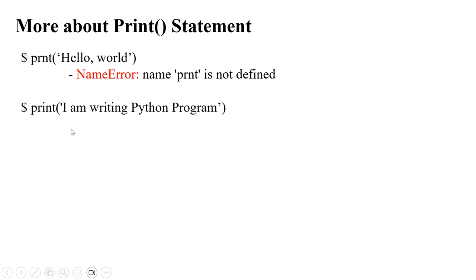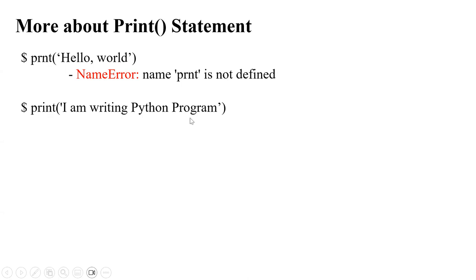Yes, that is invalid, because whenever you invoke a function, it must be invoked with the exact name. Here, the letter i in print has been missed, so it is going to throw an error: name 'prnt' is not defined. So what is the output here?